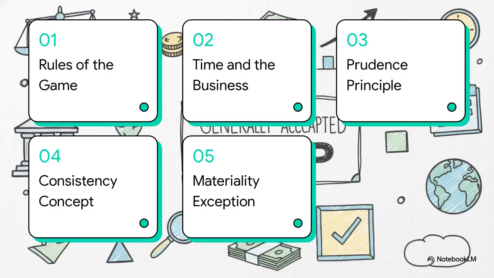Okay, let's dive into this. Here's our roadmap for today's explainer. We're going to start with the rules of the game, then explore time and the business, unpack the prudence principle, look at consistency and transparency, and finally, we'll wrap the whole thing up with the materiality exception.